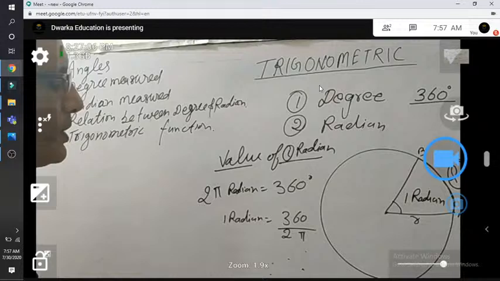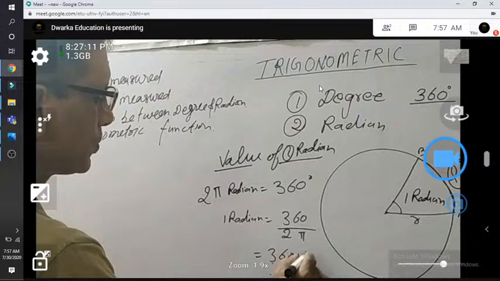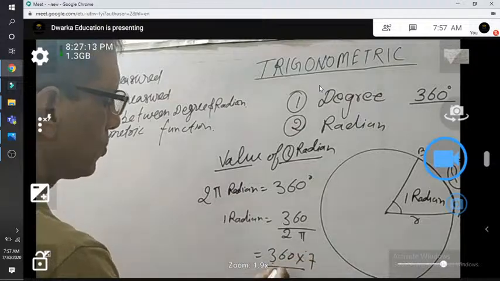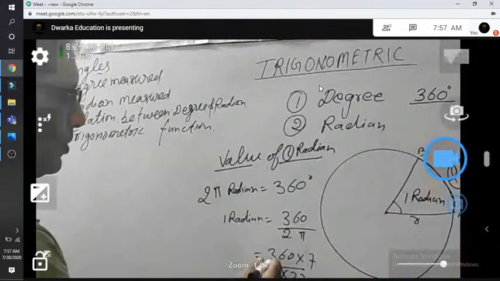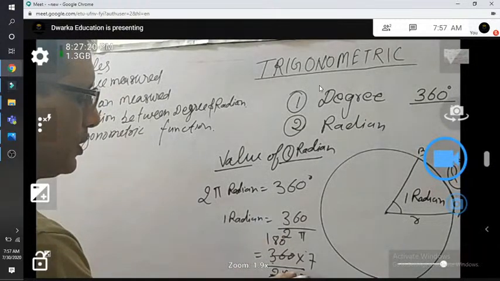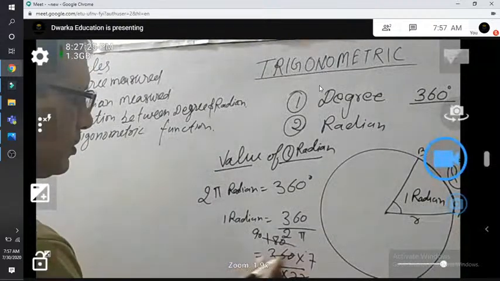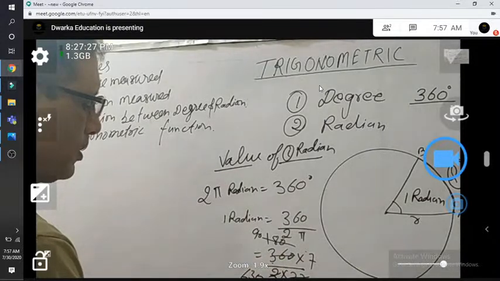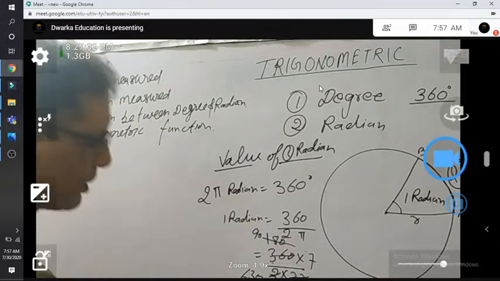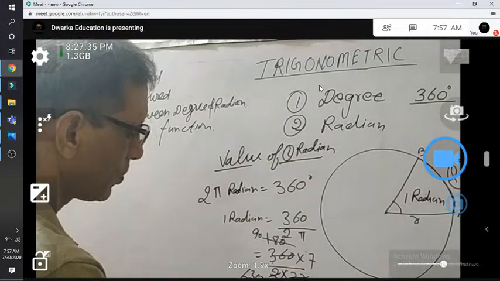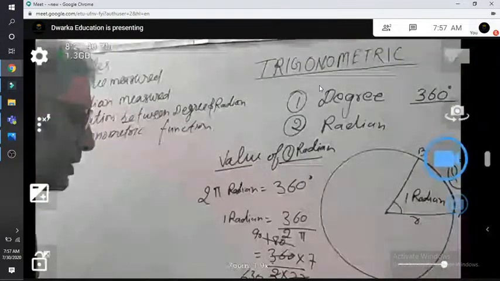Then 360 into 7 by 2 pi into 22, and here we easily solve it: 360 by 11. This degree is equal to 1 radian. We can measure it easily.